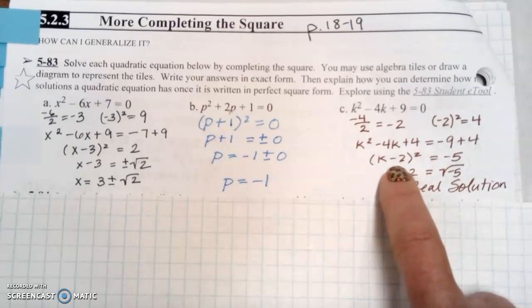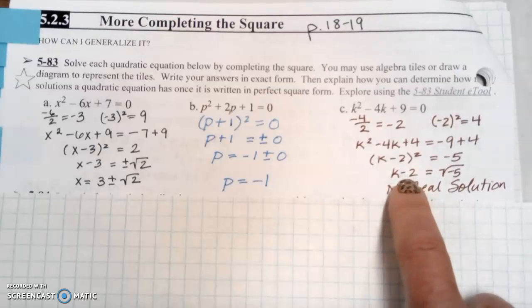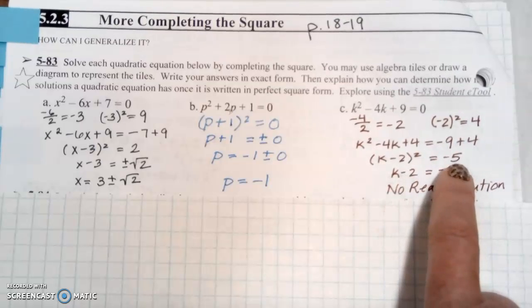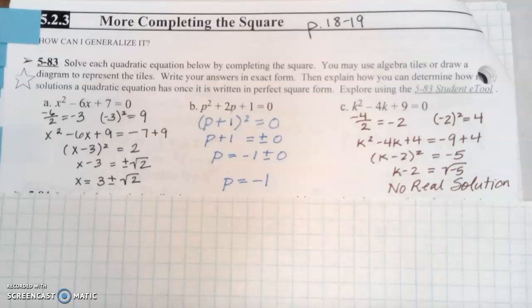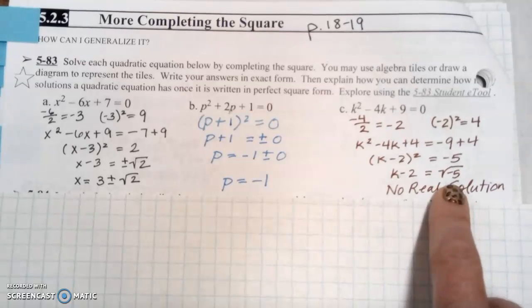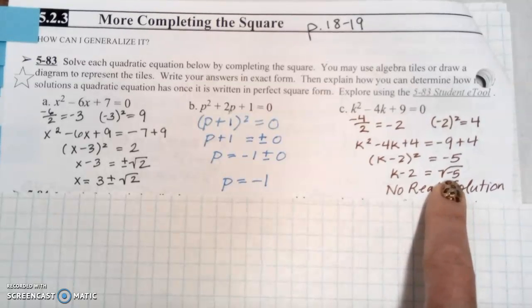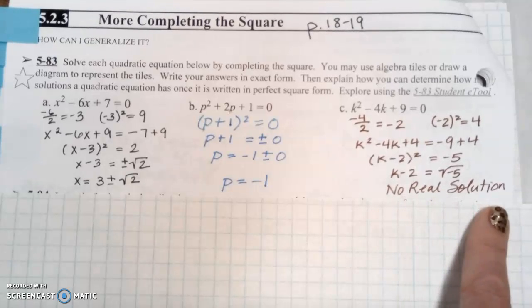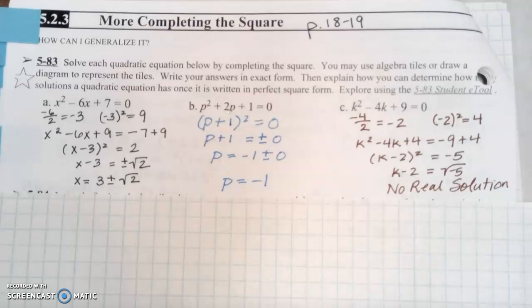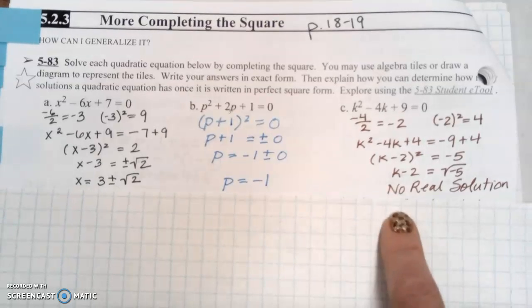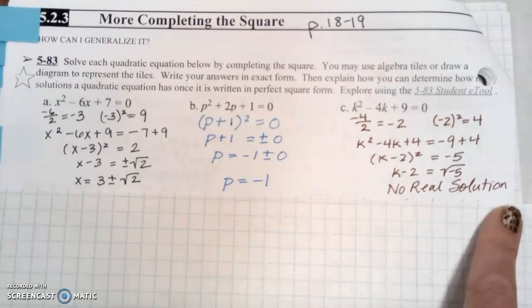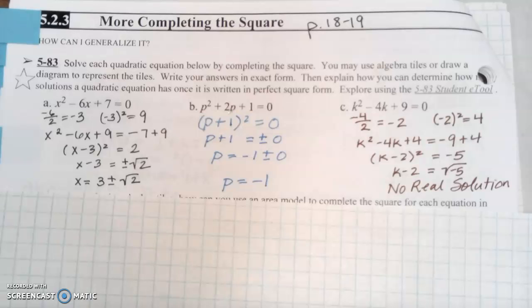So we're going to square root both sides. When we square root the left, we're just left with the k minus 2. When we square root the right, we get the square root of negative 5, which at this point in your math career is a problem. At this point in your math career, you don't know how to take the square root of a negative number. So you say no real solution. Okay? Later in this chapter, like I've been telling you, there is going to be an imaginary solution, which is part of a complex number. Okay? But for now, you just say no real solution. But it's coming. Okay? So these are three different types of answers.